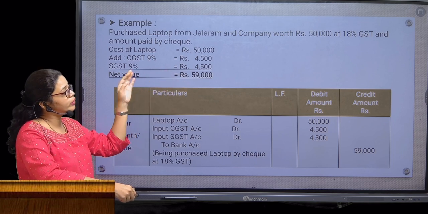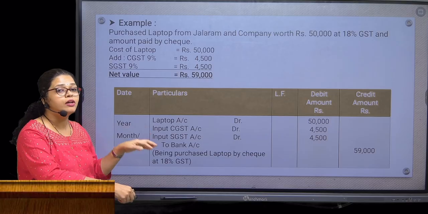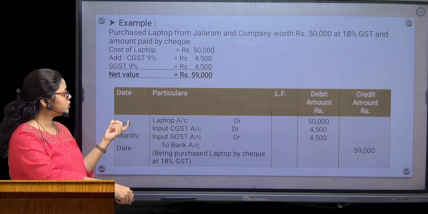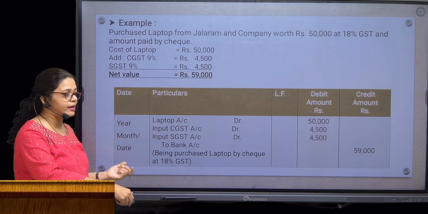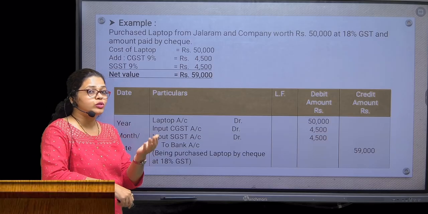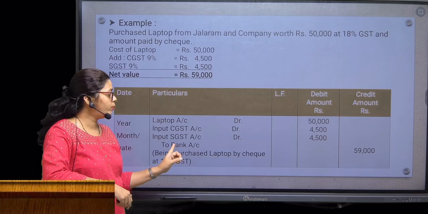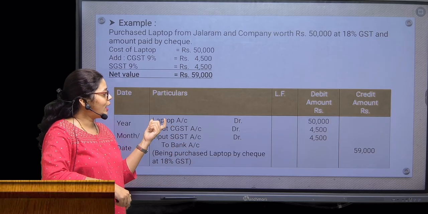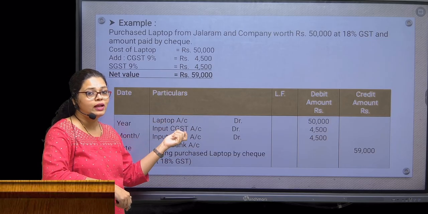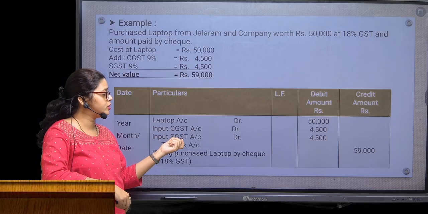So now you are going to record this particular combined entry or compound entry in our specific journal format. So firstly you are going to record the year, month and date. Then when you are going to purchase a laptop, it's a real account, so debit what comes in, and you are going to pay with the help of checks. So bank is the giver. Accordingly, laptop account will be debited, and along with the laptop, the GST, that is the input CGST and input SGST, will be debited.